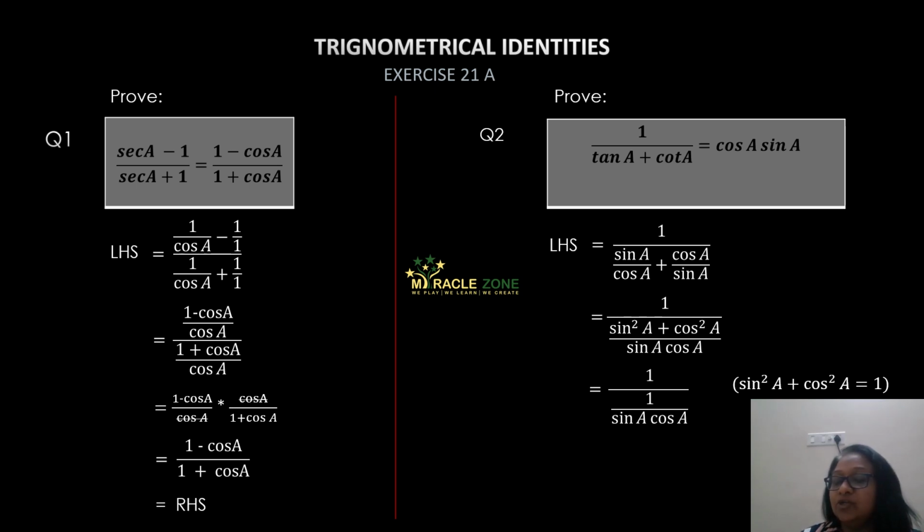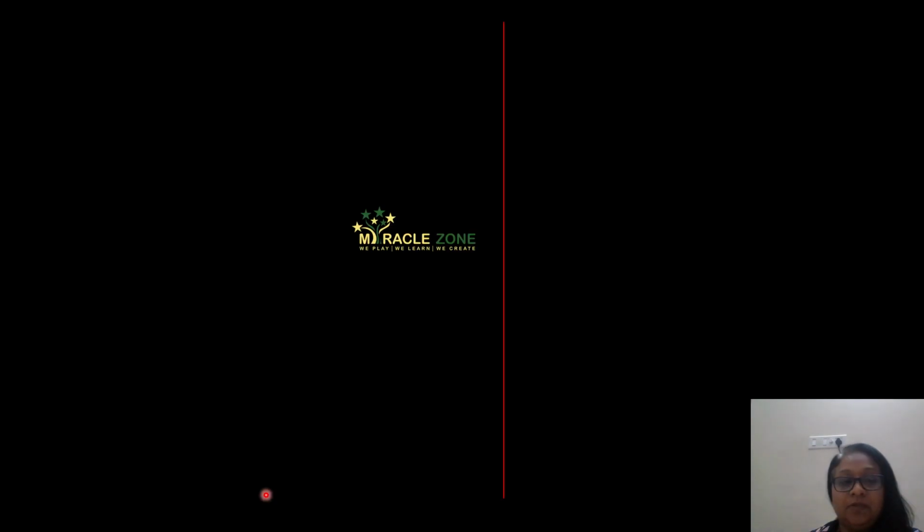So again, what is the denominator? Denominator is 1 by sin A cos A. So the denominator's denominator will go to the numerator. So it is equal to sin A cos A. So hence proved. We will see some more problems.